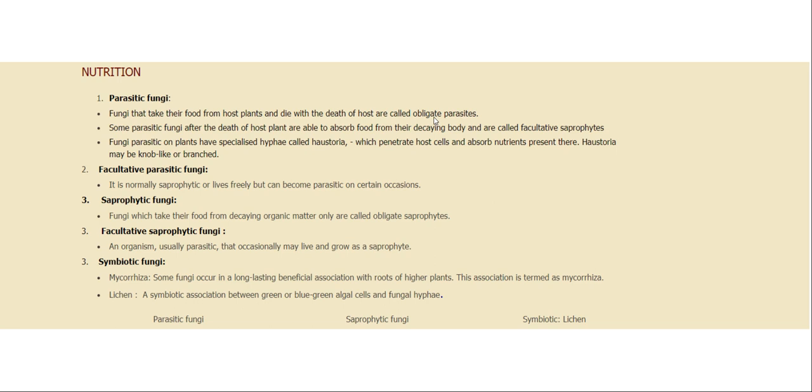Obligate means that the host should be living, whereas in case of facultative, they depend on the dead host also, and from the dead and decaying body they can absorb the food.